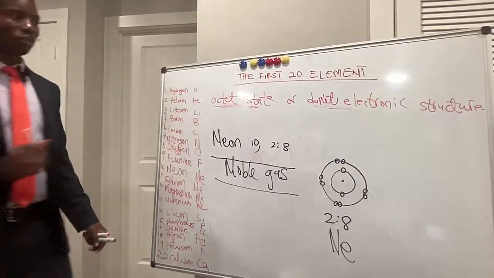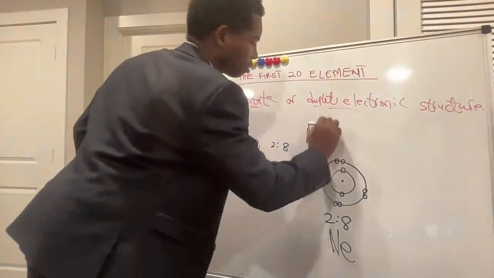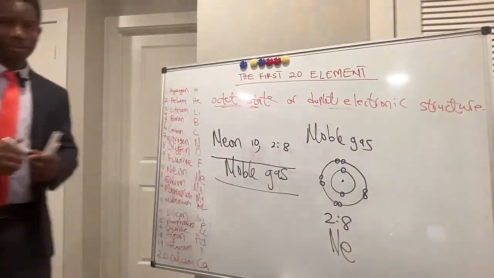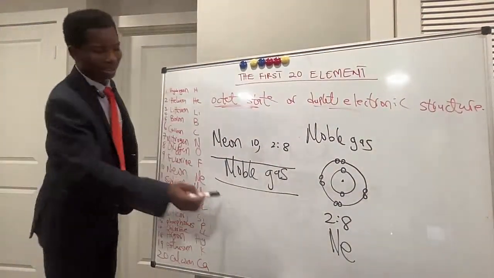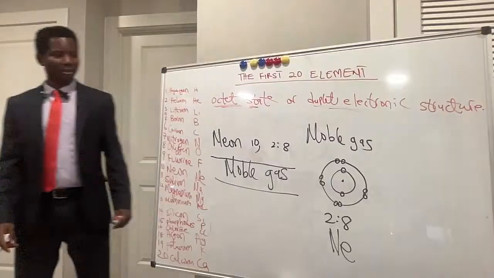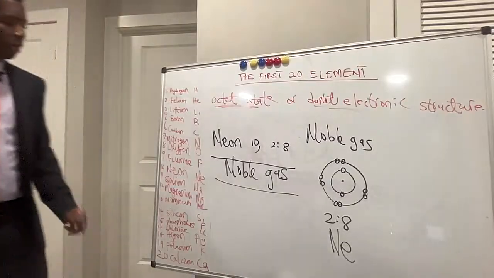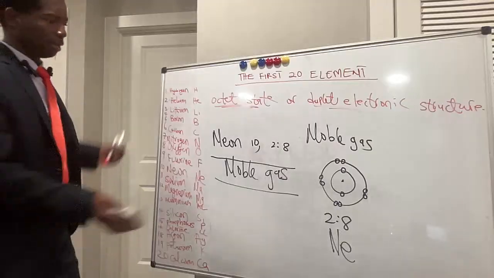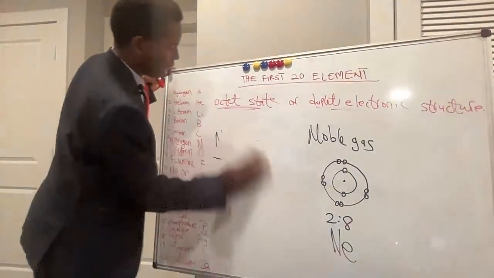This is neon. It's a noble gas. Let's continue to look at more elements. Let's look at other elements. Please, let's take a look at fluorine.